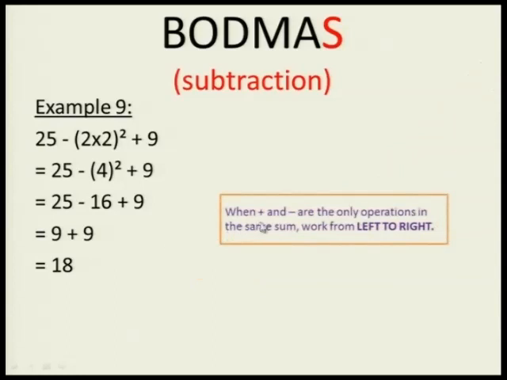But when addition and subtraction are the only operations in the same sum, only subtraction and addition together, we work from left to right. So now, even although subtraction is before the addition, the rule is the same as when we have division and multiplication as the only two operations in a sum. When addition and subtraction are the only two operations, we work from left to right. So we say 25 minus 16 is 9, plus that 9, and we get 18. Don't forget this rule. It can sometimes be easy to forget it.